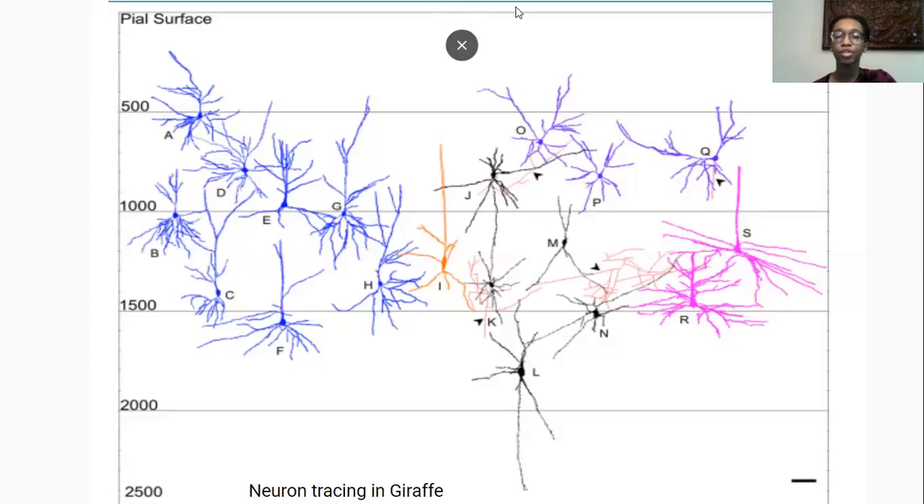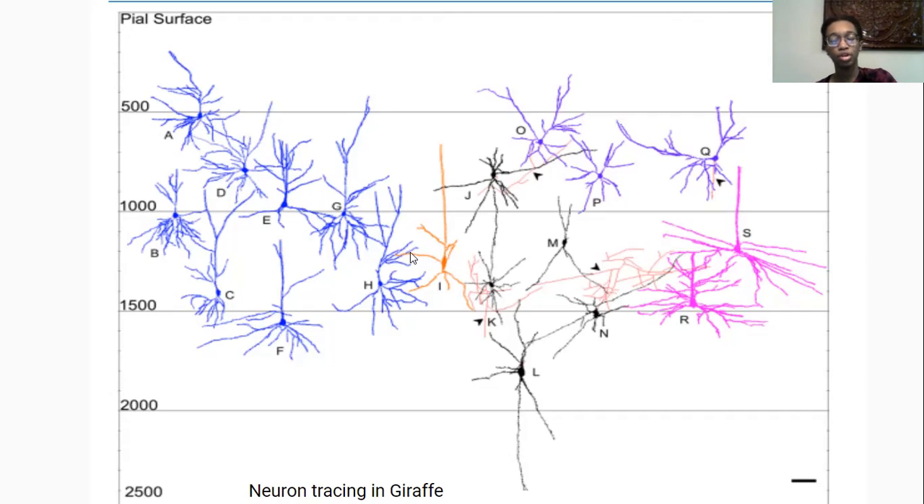Next, we have this colorful figure, and this is the neuron tracing in giraffes. These blue ones over here show the pyramidal neurons, and this is the pial surface, how much they stretch out or how long they were. And so all of these are the pyramidal neurons, A to H, which they were focused on.